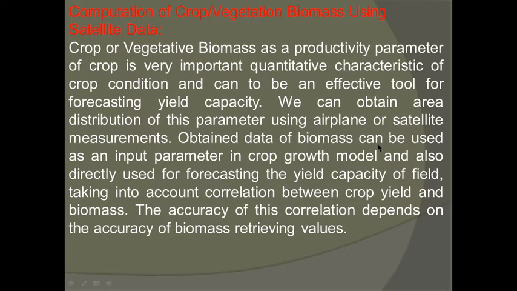Obtained data of biomass can be used as an input parameter in crop growth models and also directly used for forecasting the yield capacity of a field, taking into account the correlation between crop yield and biomass. The accuracy of this correlation depends on the accuracy of biomass retrieving values.